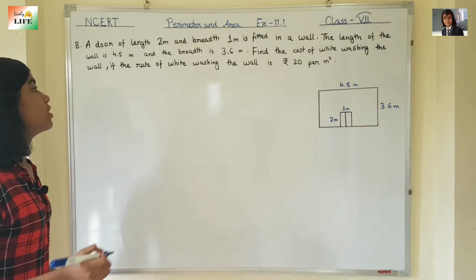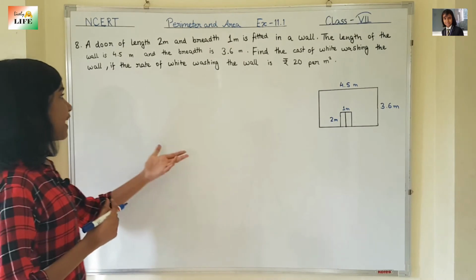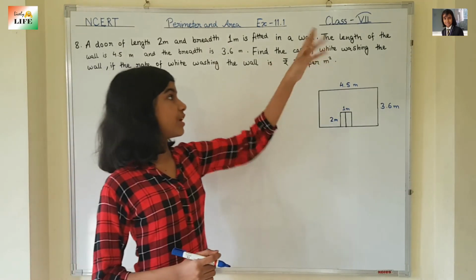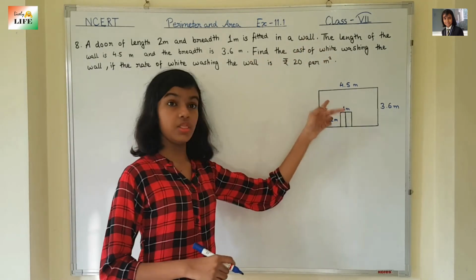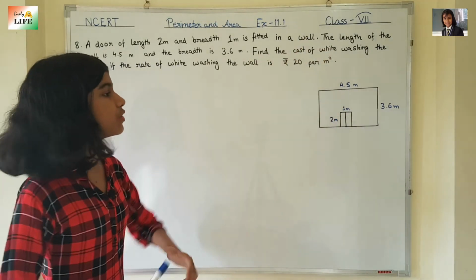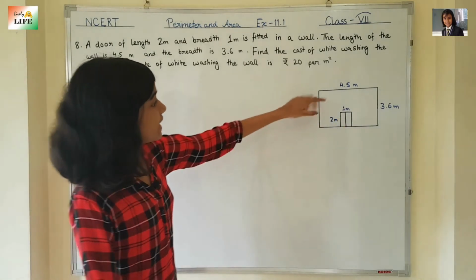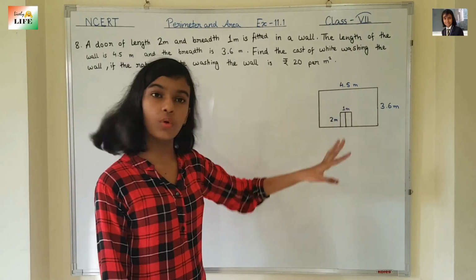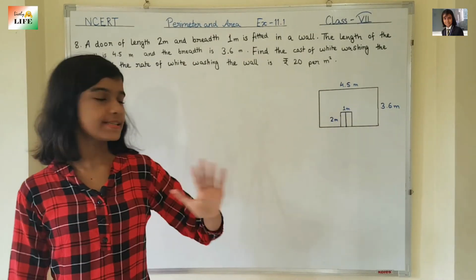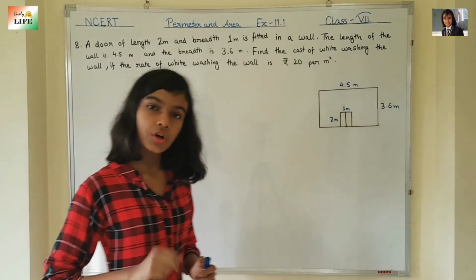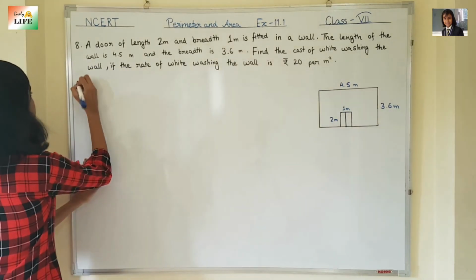Right. So now what we need to find out? We need to find out the cost of whitewashing the wall, not the door. So for this, what we are going to do? First, we are going to find out the area of the door and the area of the full wall with the door. Then we are going to subtract it. Then we are going to get only this much area. Okay, so let's do it.